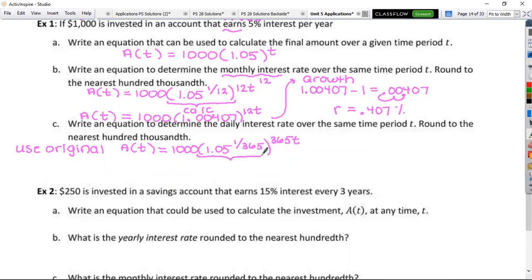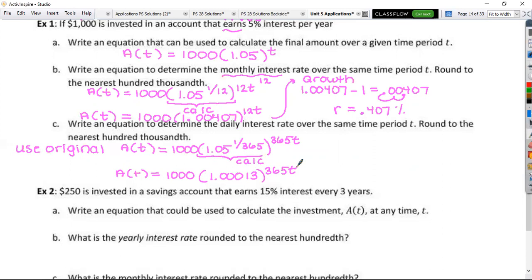And I think this is the value I was looking at before from my calculator. All right, so I get A of T is equal to 1,000. And this was what, 1.00013. Yep, that's where I got that from. And then raised to the 365t.